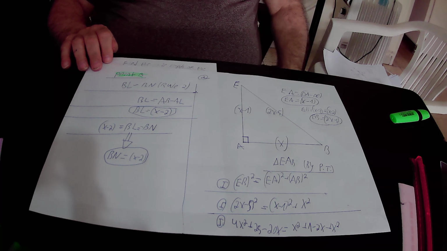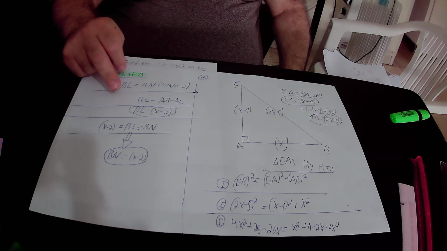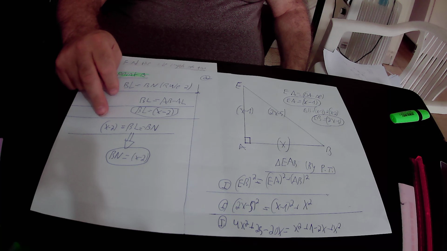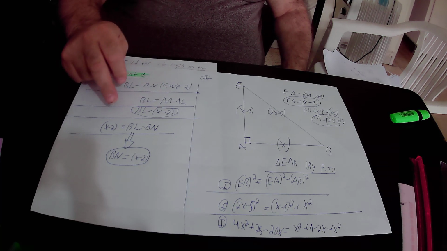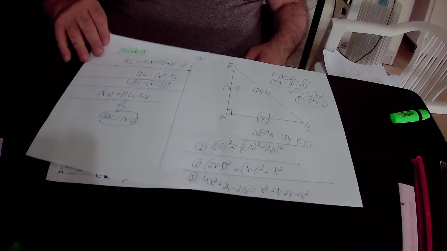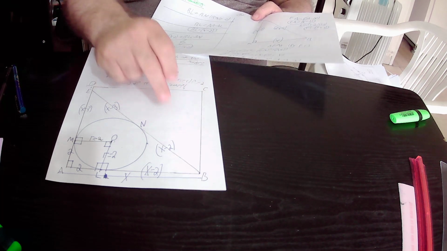From one side, BL equals BN according to rule number 2, and from the other side, we just found out that BL equals X minus 2. So from this equation, X minus 2 equals BL equals BN, we derive that BN is also equal to X minus 2.